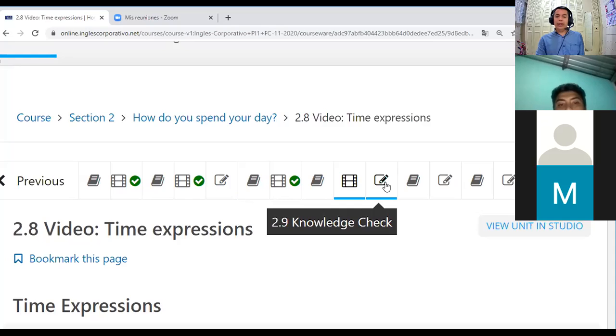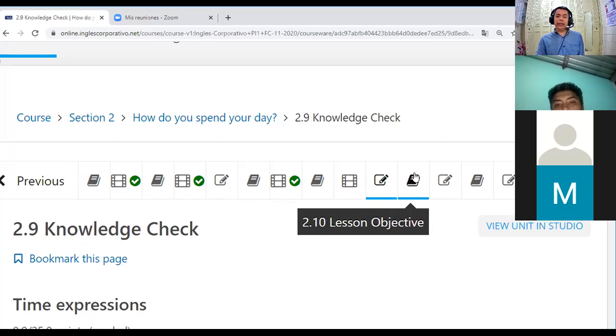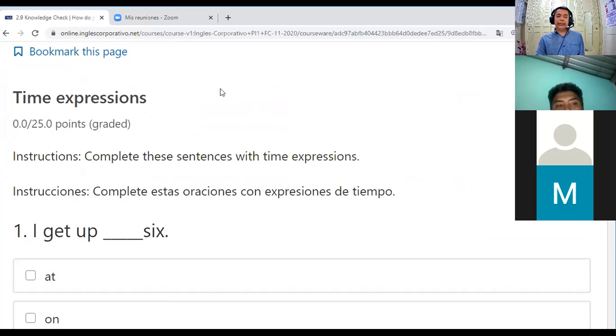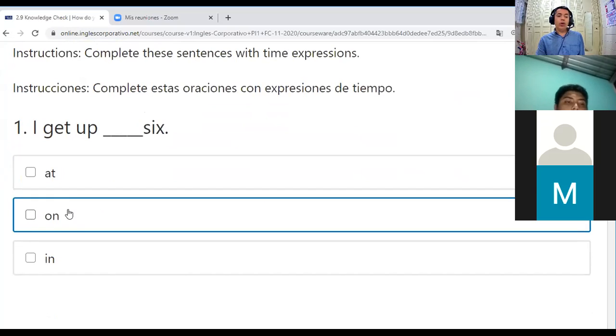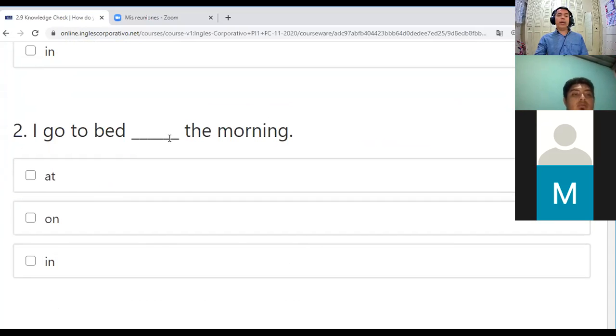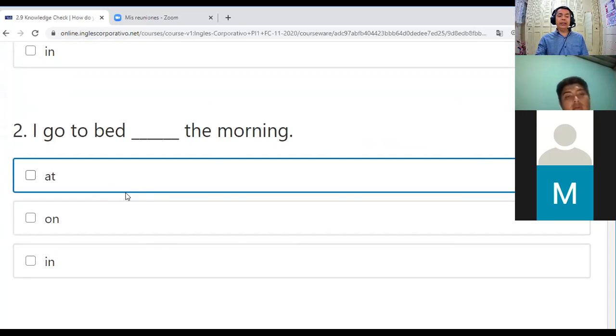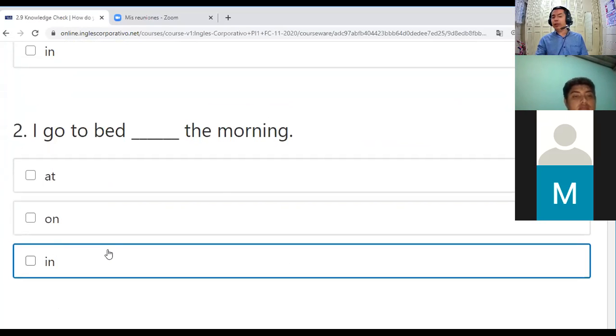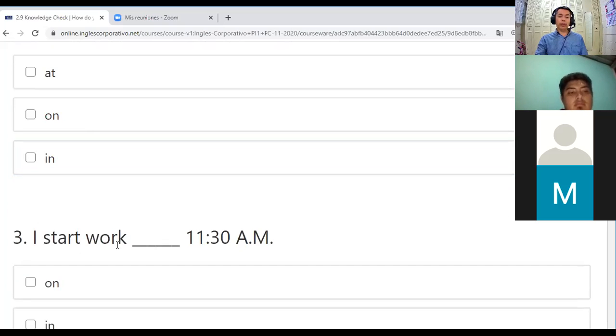Okay, please. Knowledge check 2.9. Attention, please. It says, complete the sentences with time expressions. Number one, I get up at 6, on 6, or in 6. What preposition do you use when you talk about exactly time? Okay, remember, right? Now, number two. I go to bed at the morning, on the morning, or in the morning. Okay, so you have to remember portions of the day, right?